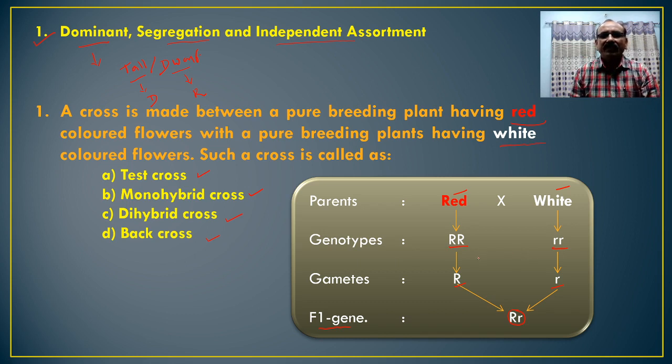Now we have to compare this cross with the options given in the answer: test cross, monohybrid cross, dihybrid cross and back cross. First of all, it is not a test cross, because when the F1 hybrid is crossed with the recessive parent, it is known as a test cross. It is not a back cross either, because when the F1 hybrid is crossed with the dominant parent, it is a back cross. Then we have taken only one pair of contrasting characters, red and white, and hence it is only a monohybrid cross and not a dihybrid cross. Hence the answer is the monohybrid cross.